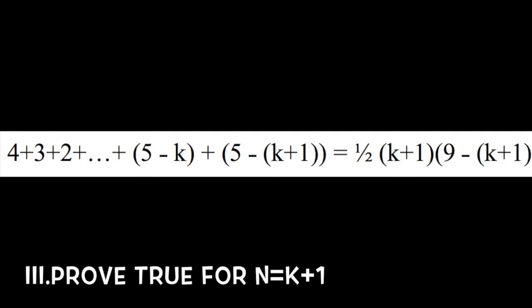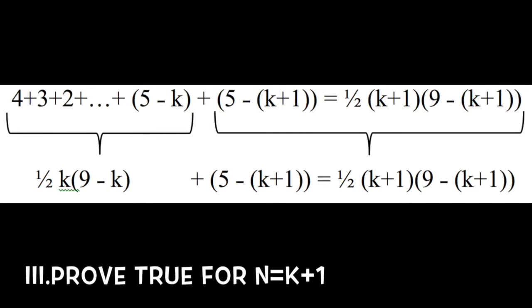To do that, write out the original series and add the next term by substituting k plus 1 for k. In this example, this is shown by the expression 5 minus (k plus 1) equals half times (k plus 1) times (9 minus (k plus 1)). Notice how k plus 1 is only used for the following term. This is because k plus 1 represents the next term in this series.